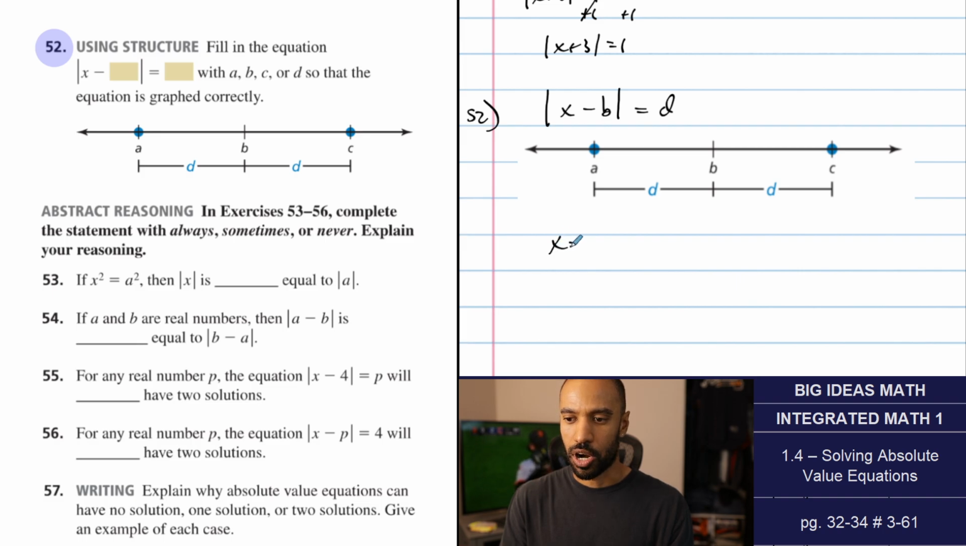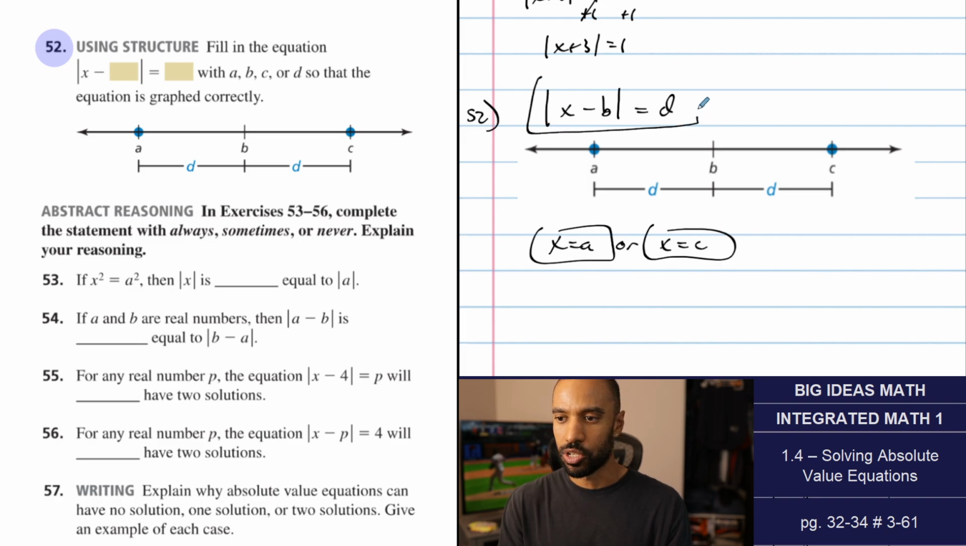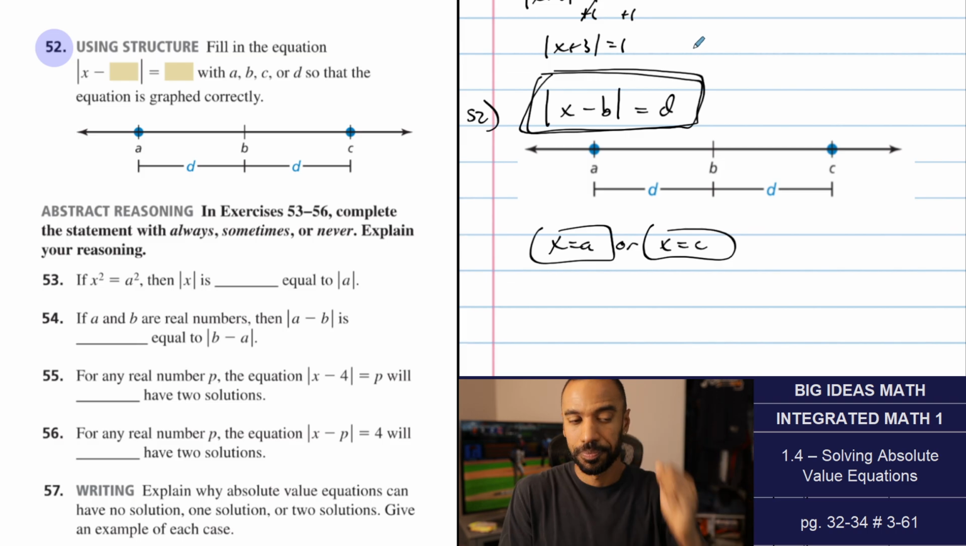Now the final solutions are x equals A or x equals C, like that. But the answer to this guy right here for this portion looks like that. Absolute value of x minus B equals D.